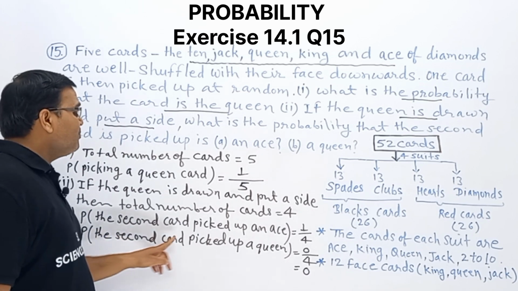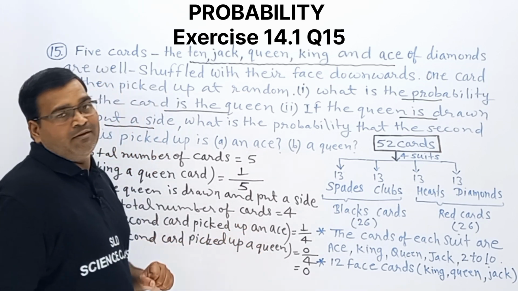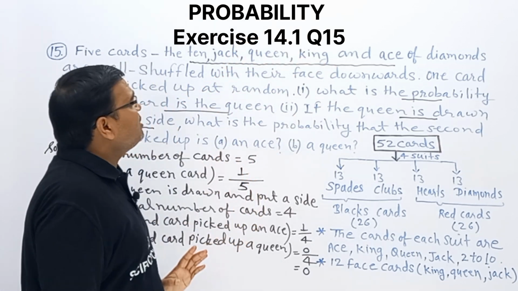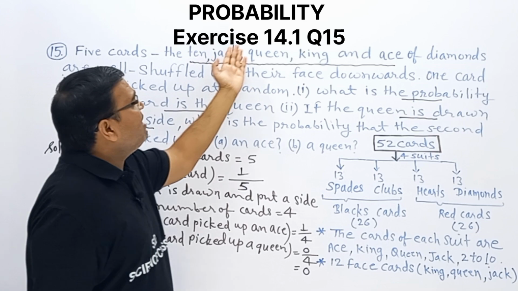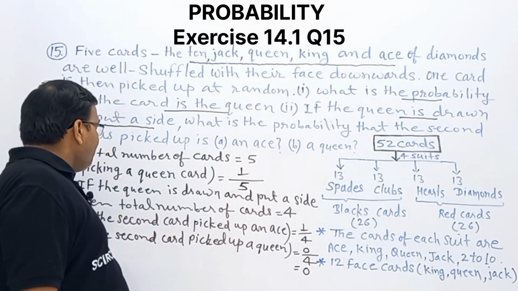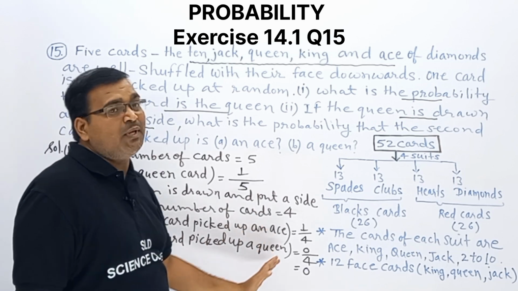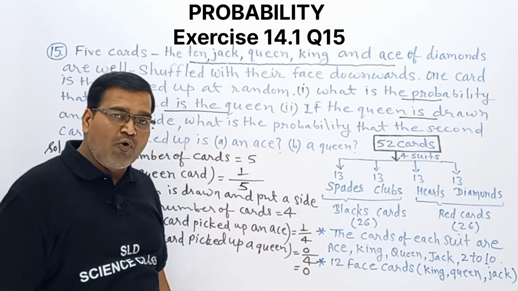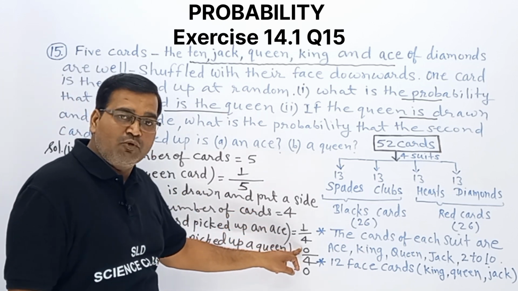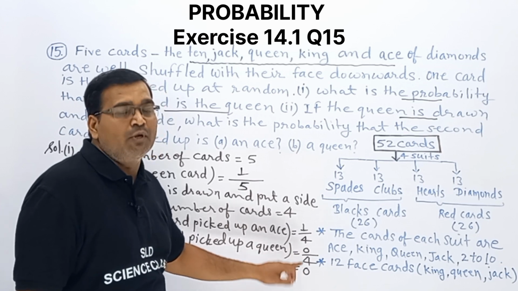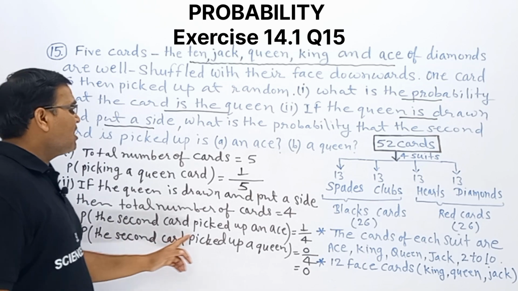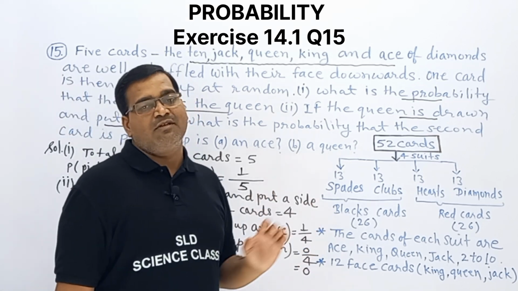Now the probability of the second card picked up being a queen. Once the queen is drawn and put aside, what are the remaining cards? 10, jack, king and ace. The queen is not there. Total cards we have is 4, and in these 4 we do not have a queen. So the number of favorable outcomes will be 0. 0 upon 4 will be 0. Impossible event. So the probability of the second card picked up being a queen will be 0. This is the required answer.